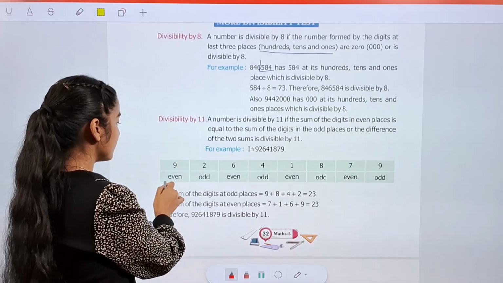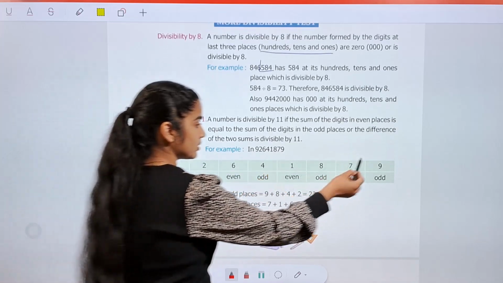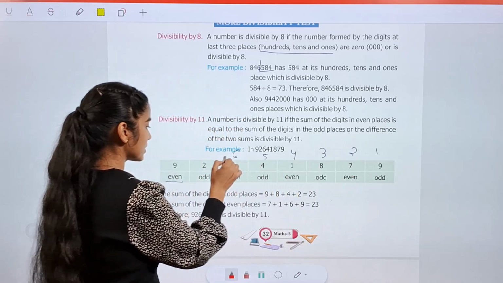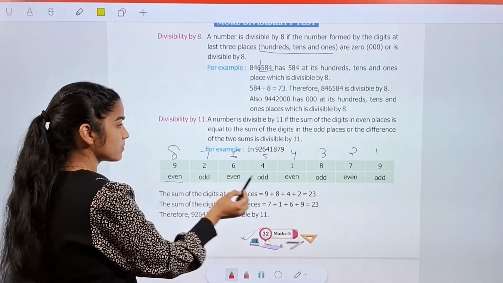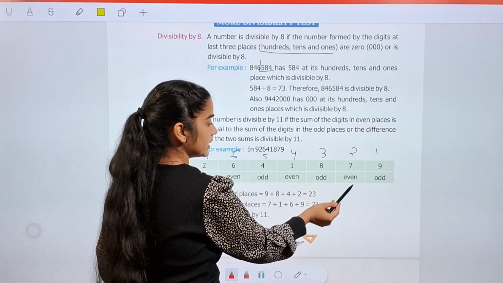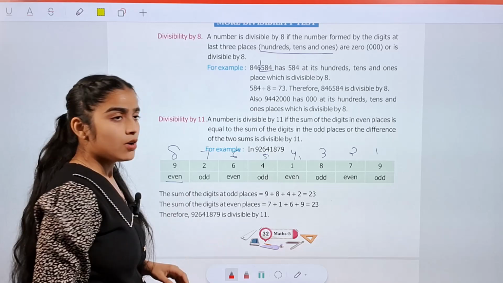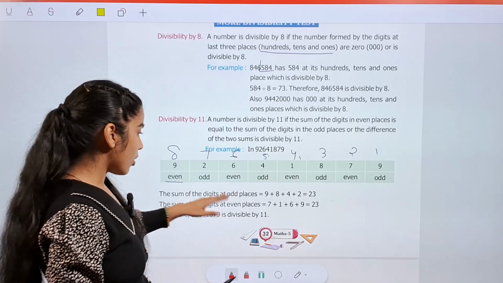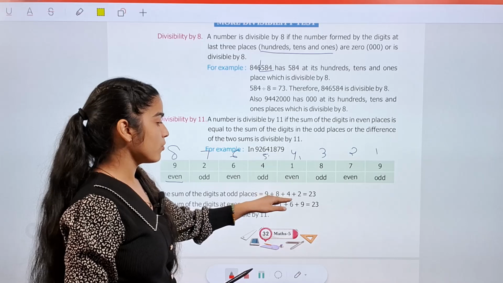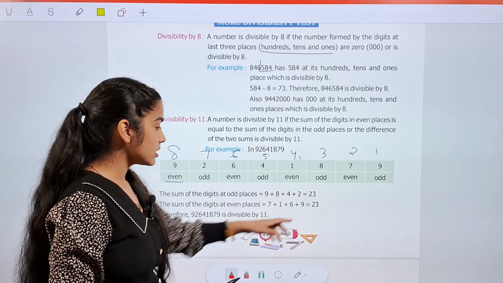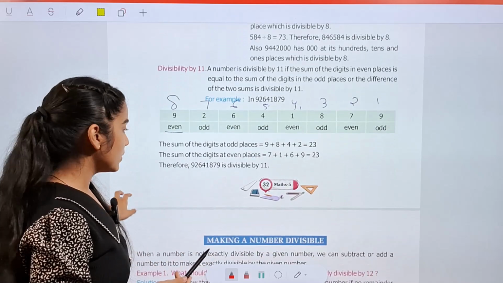926417879. You have to start from 1, 2, 3, 4, 5, 6, 7, 8. In this manner, 1 is an odd position, so odd, even, odd, even, odd, even, odd, even. First you have to add the odd places, which is 9, 8, 4, 2, that is 23. Next, you add the even places, which is also 23. Then you subtract them, and you will get 0.